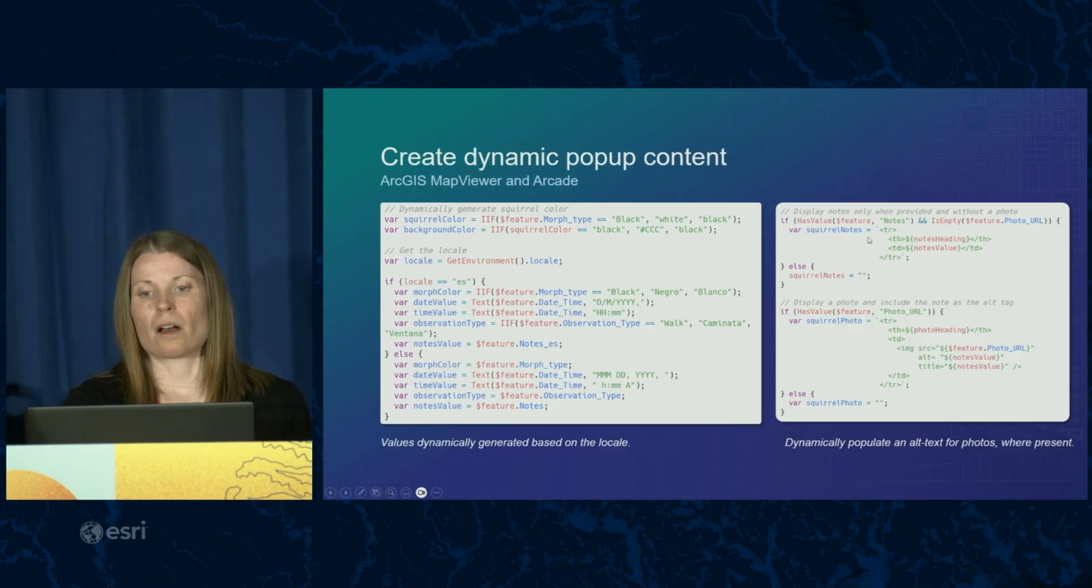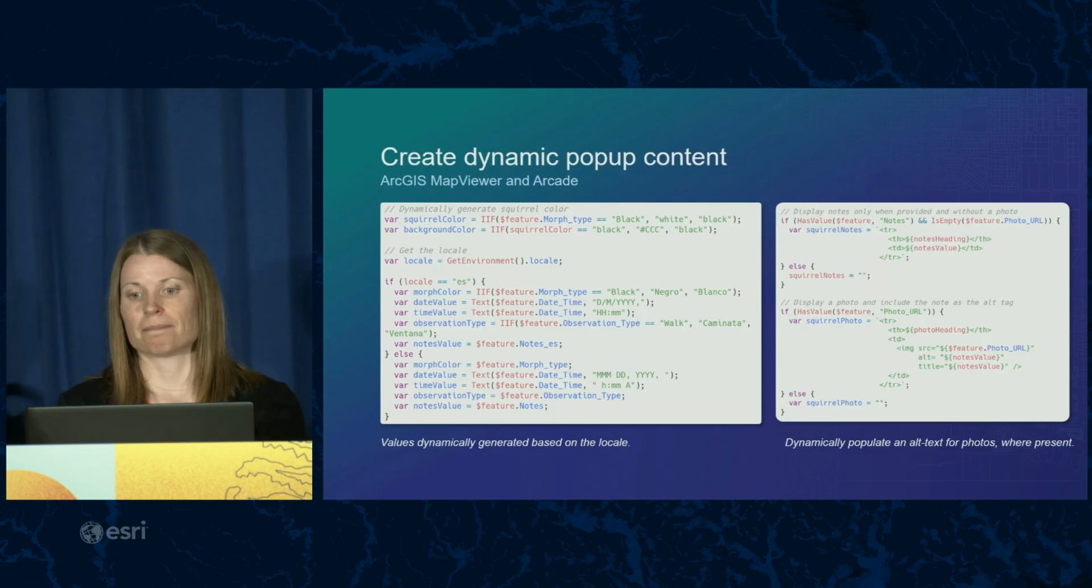And then on this other example here on the right, we're able to determine if a photo is present using the IsEmpty and HasValue functions. And then based on that, we can set that different value in, and depending on if it's in English or Spanish, have that information be translated.